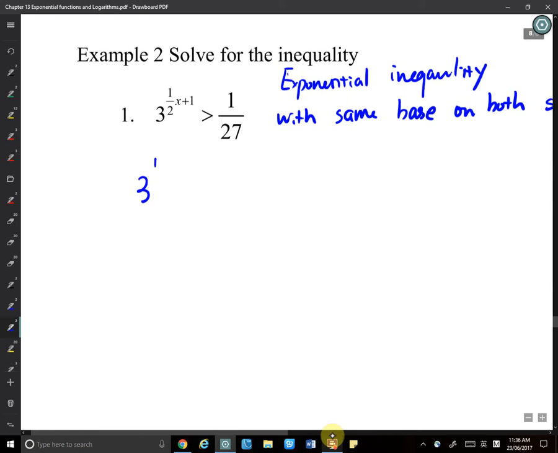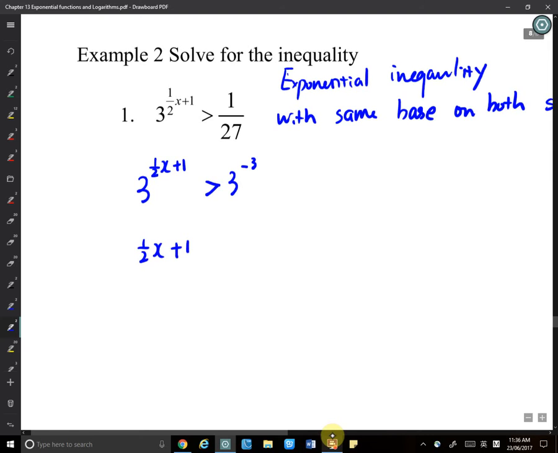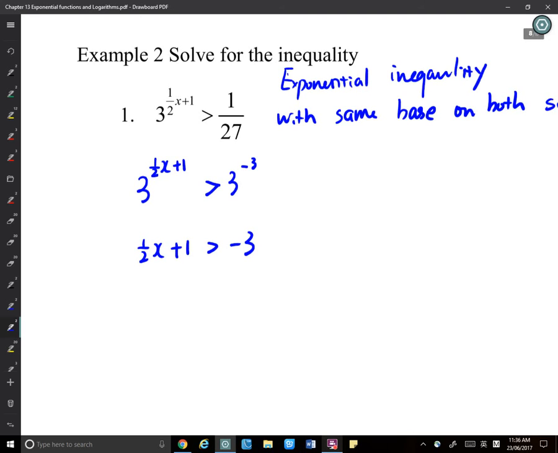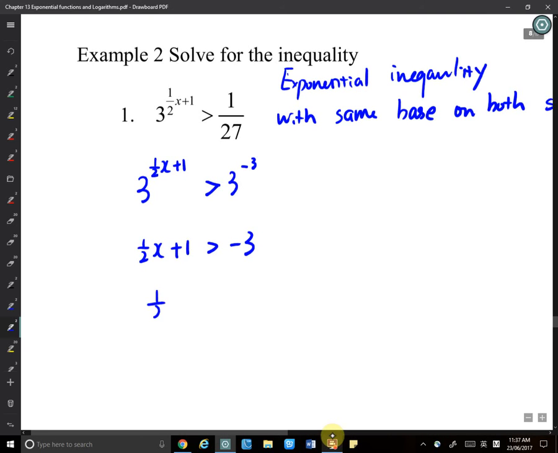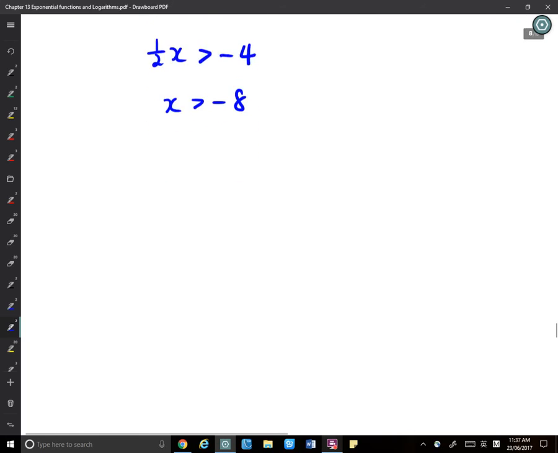So we have 3 to the power of a half x plus 1 greater than 27. So I need a base greater than 1. So it's 3 to the power of 3. Same base on both sides, and a half x plus 1 is greater than 3. Same base, if one number is larger, then the power needs to be larger if your base is greater than 1. So a half x is greater than 2, and your x will be greater than 4. That's what we learned yesterday.